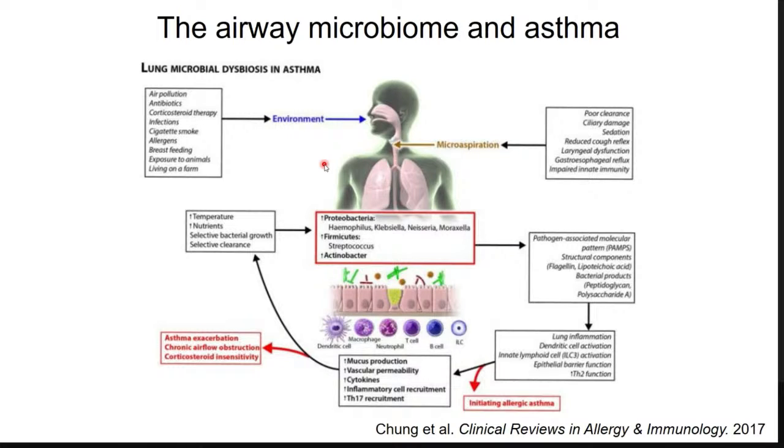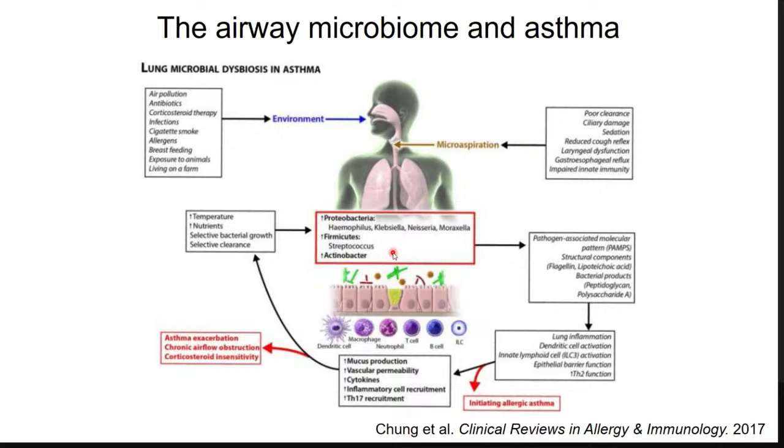As you can see, a lot of environmental factors can influence the airway microbiome. Also, asthma patients with poor clearance and ciliary damage may have environmental changes in the airway, which can favor or inhibit some bacterial growth. Bacteria may cause lung inflammation and asthma exacerbation, and exacerbation can also change temperature and nutrients in the airway. These factors can further influence the airway microbiome.